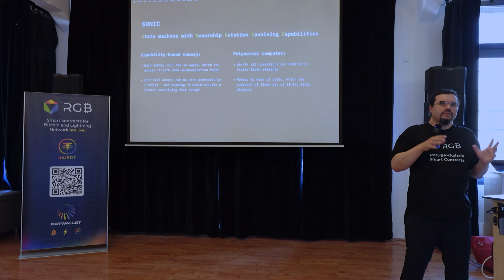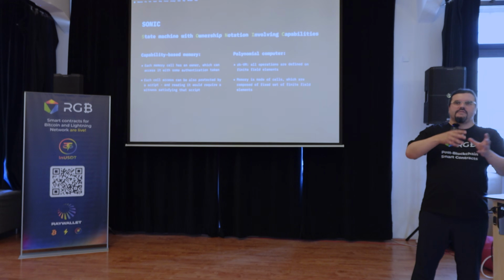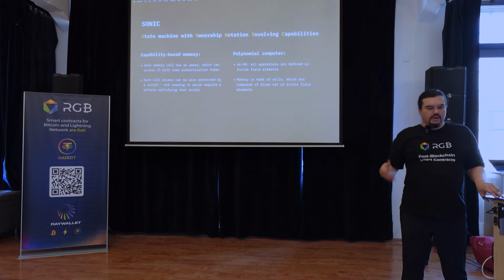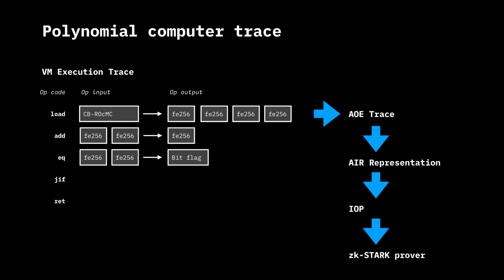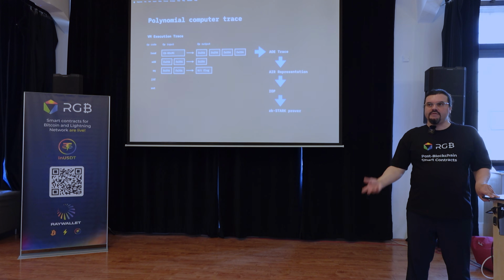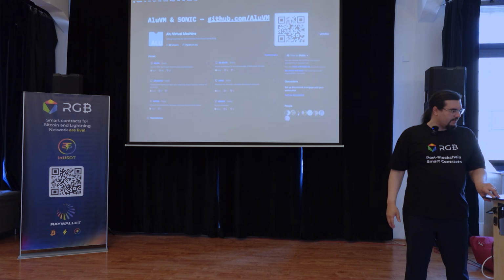So if you looked into RGB over these years, you probably heard about single-use seals. Basically, single-use seals are the glue which becomes capabilities from the perspective of the polynomial computer used in the new RGB version. And this computer, when it computes on the smart contract, which is universal, runs all these operations. These operations have input and output, which convert into the arithmetical trace, which gets into the arithmetical representation through arithmetization, and so on, up to the data which is sent to the ZK STARK prover.